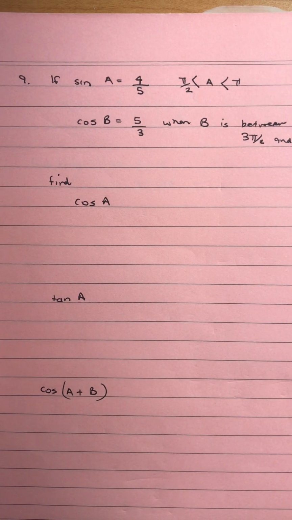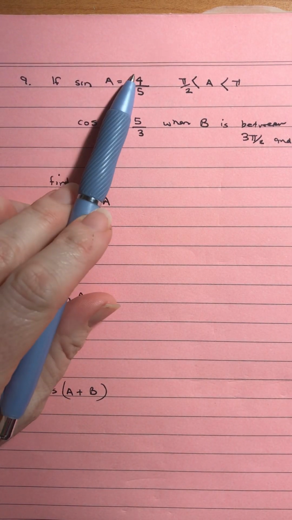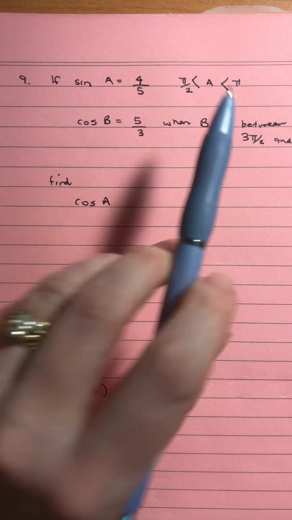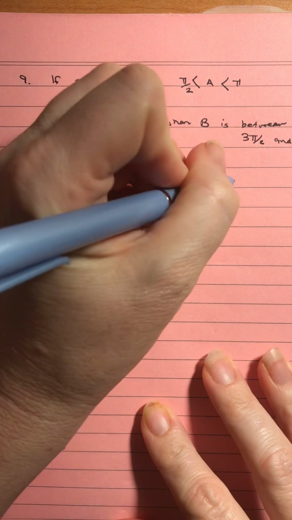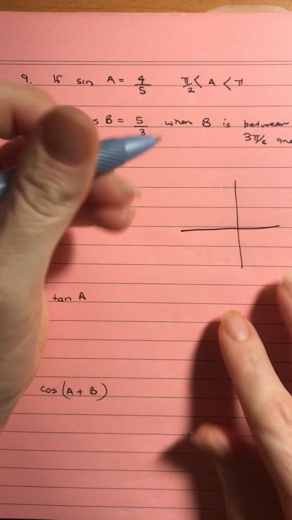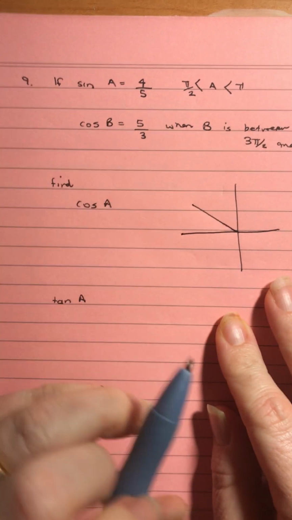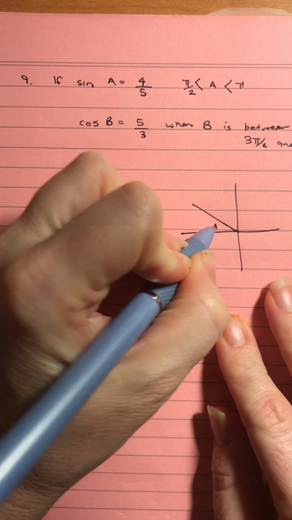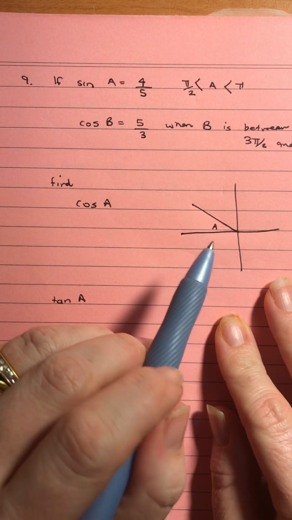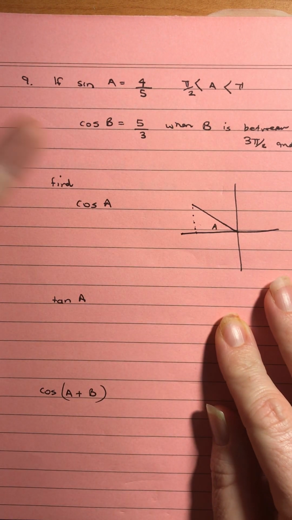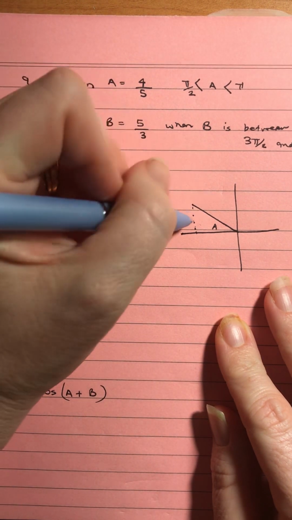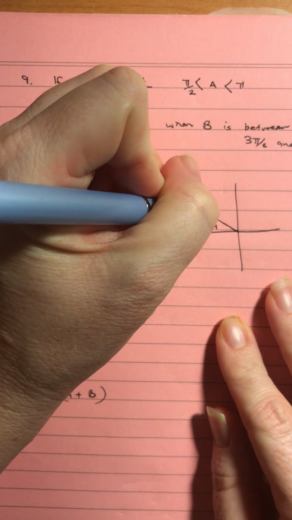Okay, having a look at this one where we have sine A is equal to 4 over 5, so that's one piece of information, and then we're told that A is between pi on 2 and pi. So we can do a quick sketch to start off. A must be over here, and sine is opposite over hypotenuse. We've got 4 over 5, so we would have 4 and 5 there.